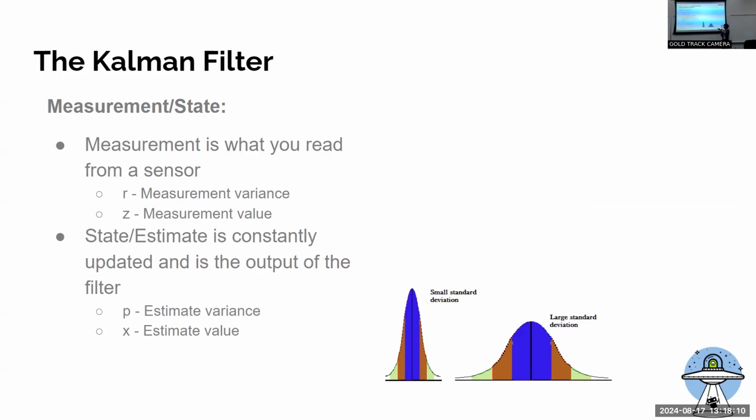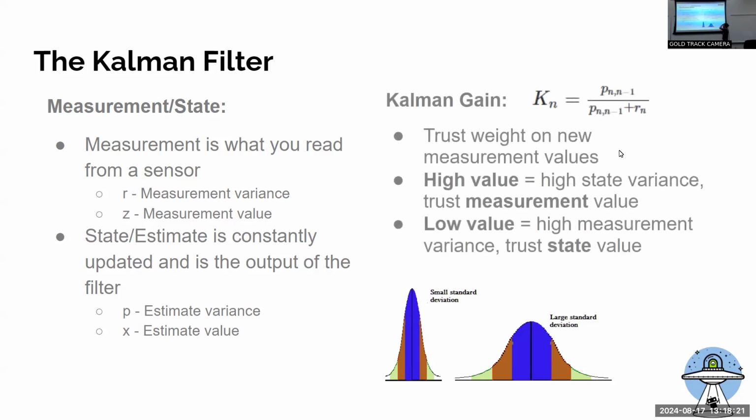And then we also have the state, which is basically the output of the Kalman filter, and it also has a variance. The last part is the Kalman gain. Using this equation, you can calculate the Kalman gain, and this is used as a trust weight on either your estimate or your measurement. Let's say we have a high Kalman gain. That means we have really high state variance, and we should trust the measurement value. For a low value, we should trust the state value, because the measurement variance is very high.